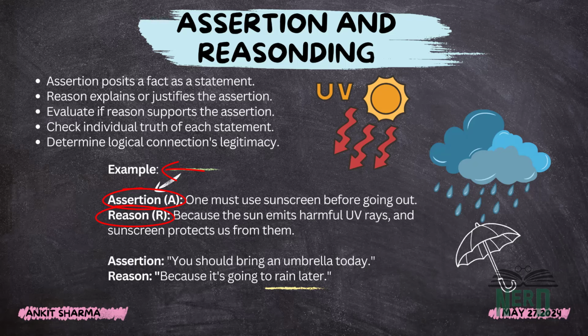Think of an assertion and reason like telling your friend why they should bring an umbrella. Assertion: you should bring an umbrella today. Reason: because it's going to rain later. Here, you're not just throwing out random advice, you're giving a solid reason for your suggestion. The assertion is your main point, and the reason is your backup to prove that point makes sense.